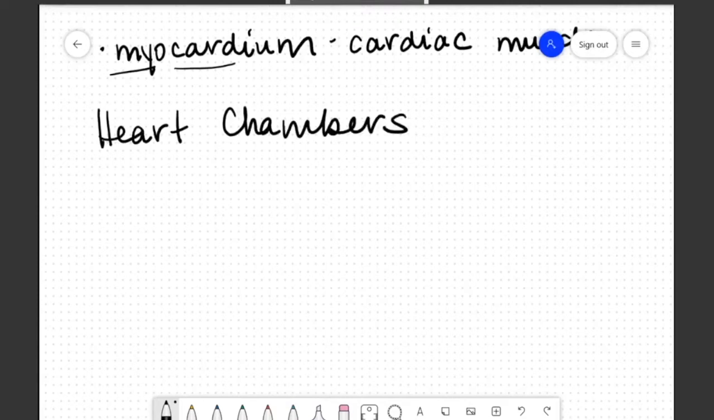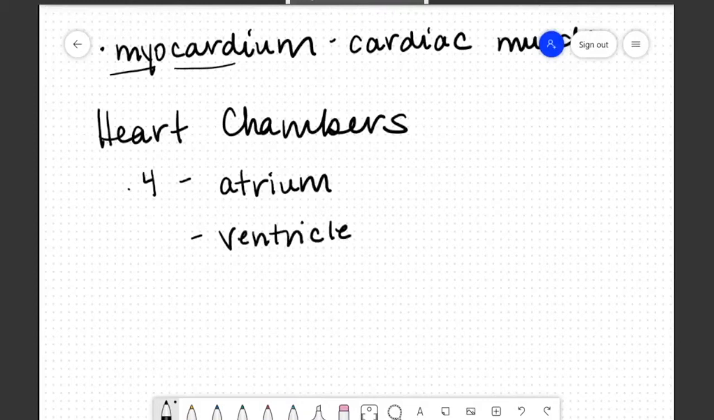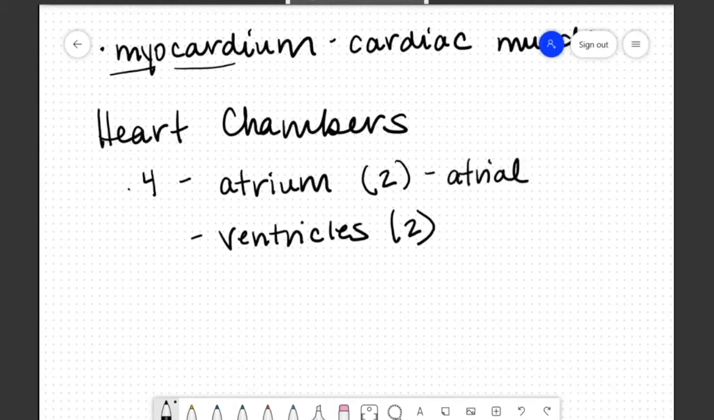So there are 4 heart chambers, or 4 rooms in the heart. You're going to have atrium, and you're going to have the ventricles. There are actually going to be 2 atrium and 2 ventricles. That's how we get the 4. So atrium and ventricles. You may also see the term atria, which is the plural version, but we're talking about the atrium.